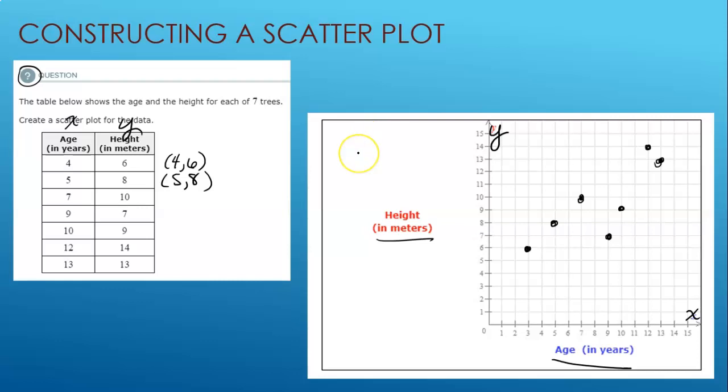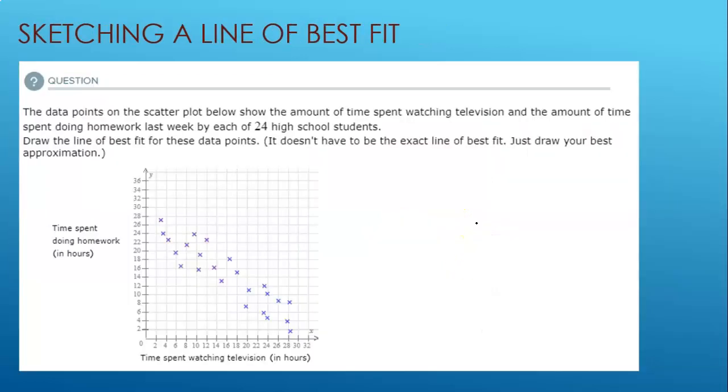Everybody isn't the same height when they're 14 years old. It's just not how life works. But we can start to see a relationship. And what we're going to talk about next is how to make a line that represents that relationship. So new topic, sketching a line of fit.